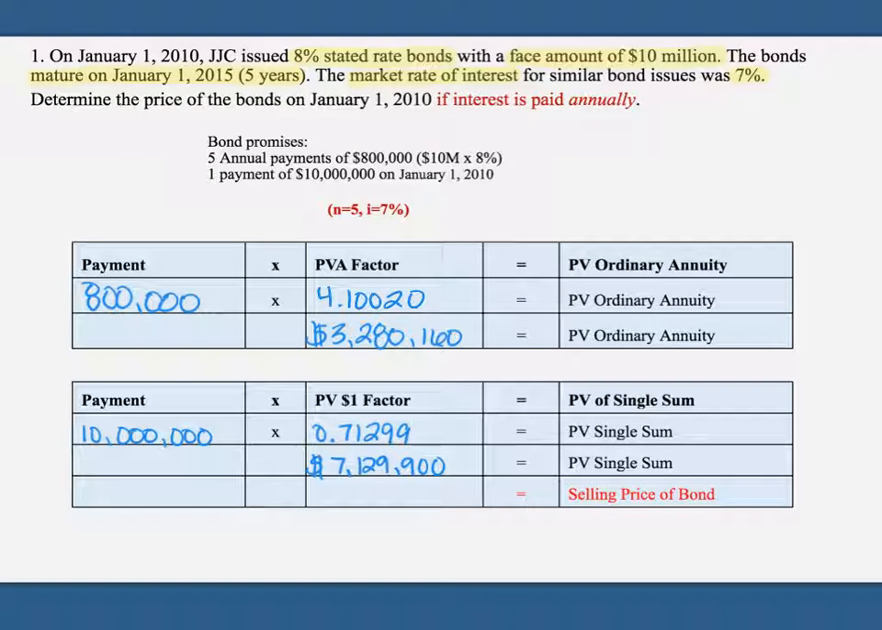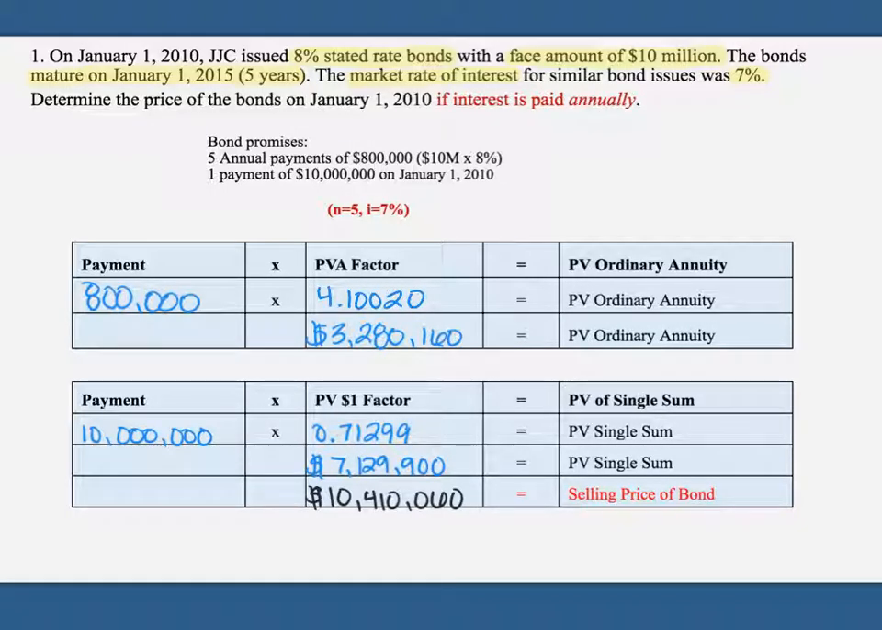$7,129,900. And now, to find the selling price of the bond, all we have to do is add the present value of the face amount plus the present value of all our interest payments. So when we add those together, we get a total of $10,410,060. So that's how we calculate the selling price of the bond using present value factors when interest is being paid annually.